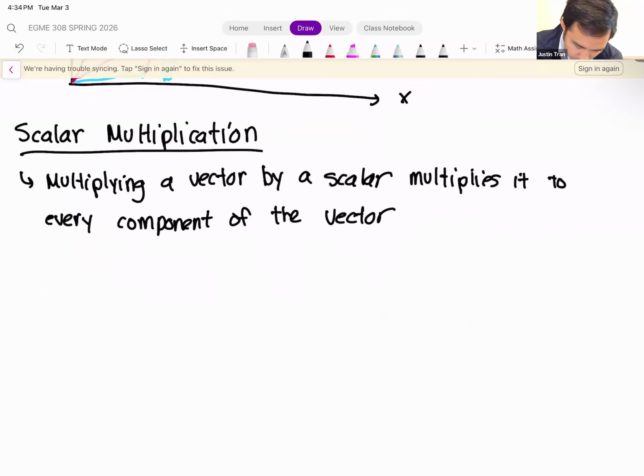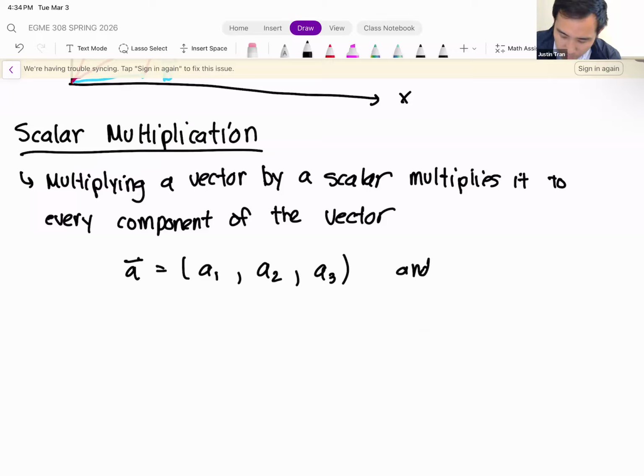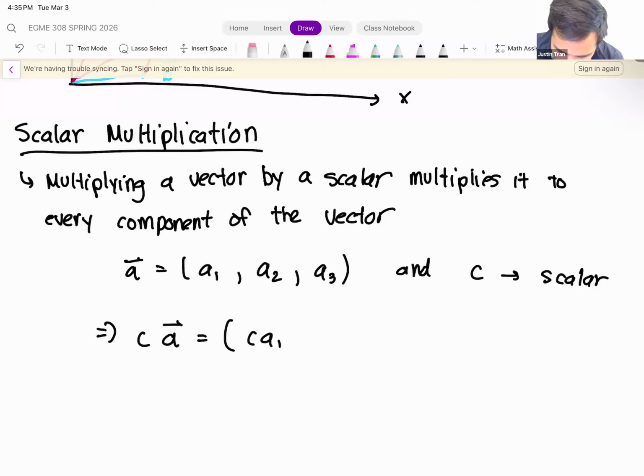All right. So for instance, if we have vector A is A1, A2, A3, and we have some scalar C. So C is some scalar quantity. It's just a number. If we multiply C by A, what we're going to get is C multiplied by each component. So we have CA1, CA2, CA3. So C multiplied by vector A is CA1, comma, CA2, comma, CA3.